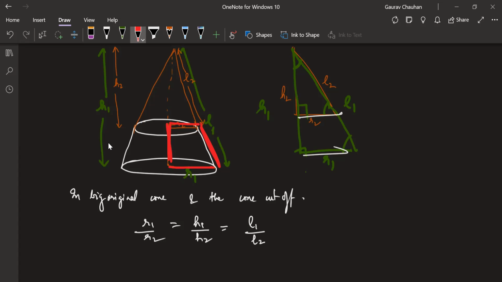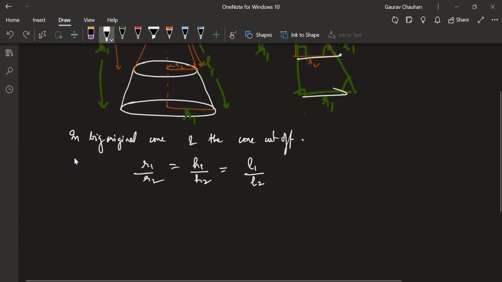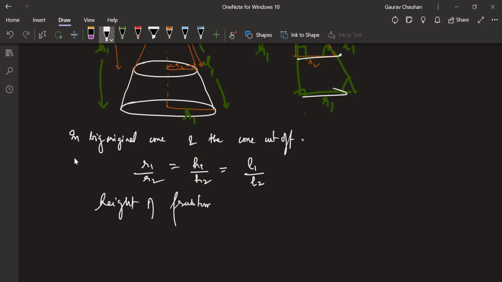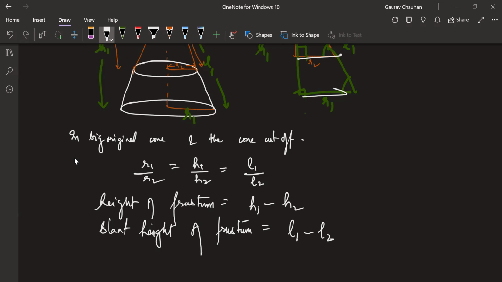Are you following me here? Does this make sense to everyone? So let's write that much also. Height of frustum is equal to H1 minus H2. Slant height of frustum is equal to L1 minus L2. Is that okay? Radii of two bases.